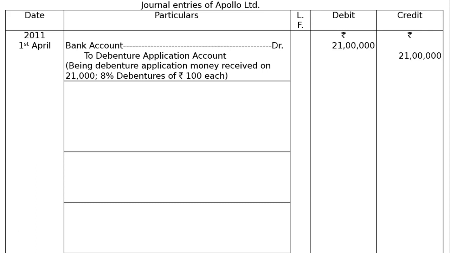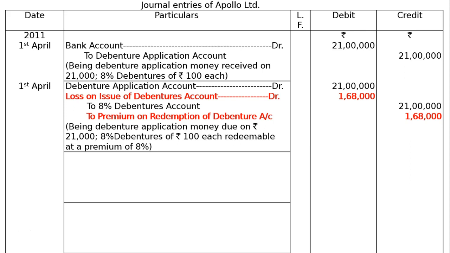Then on the same date, due entry, that is debenture application account debited rupees 21 lakhs. Loss on issue of debenture account debited, that is 8% of rupees 21 lakhs, rupees 1,68,000, to 8% debentures account rupees 21 lakhs, to premium on redemption of debenture account, that is again 8% of rupees 21 lakh, that is rupees 1,68,000. Being debenture application money due on 21,000, 8% debentures of rupees 100 each, redeemable at a premium of 8%.